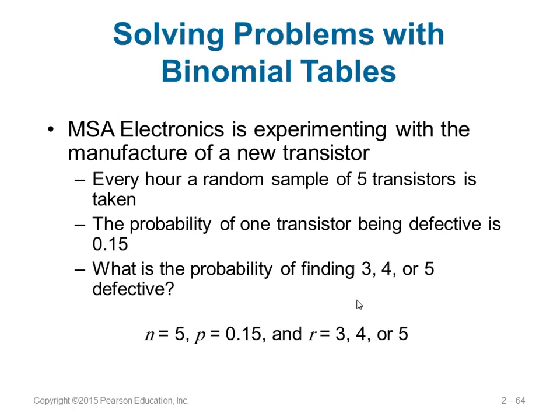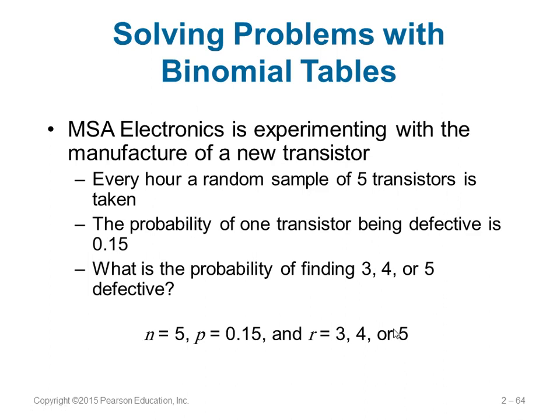Here is a company that is going to manufacture some transistors. Every hour a random sample of 5 transistors is taken, and they want to see whether the probability of a transistor being defective, not in good shape, is 0.15. What's the probability that 3 or 4 or 5 of them are defective? So simply n equal to 5, and defective is what I'm looking at. Considering defective as a success, p equals 0.15. r equals 3, 4, 5, because I'm looking for 3, 4 and 5.